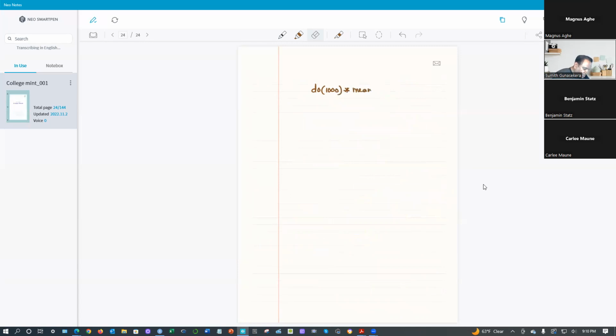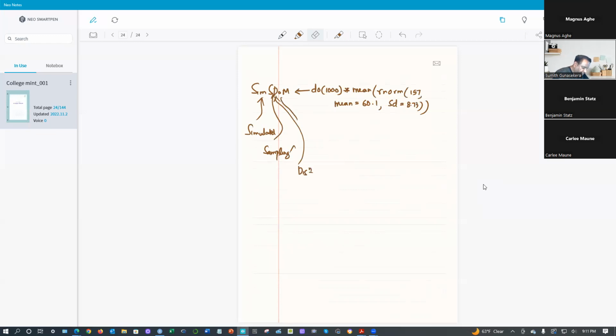See, rnorm 157, and the mean is what? Mean of that distribution is 60.1, and standard deviation is 8.73. How could we know these? This one, I'm going to call SIM, sampling distribution of M. See, SIM means simulated. Simulated sampling distribution of a sample mean.